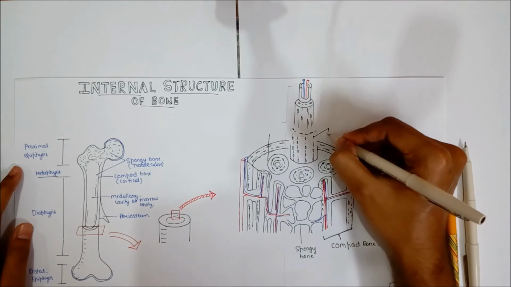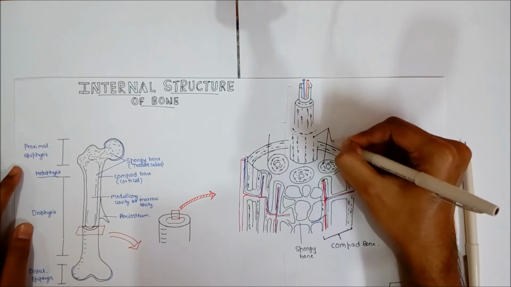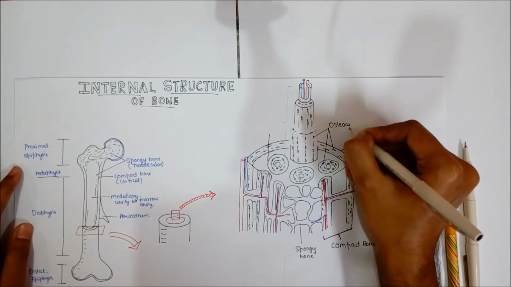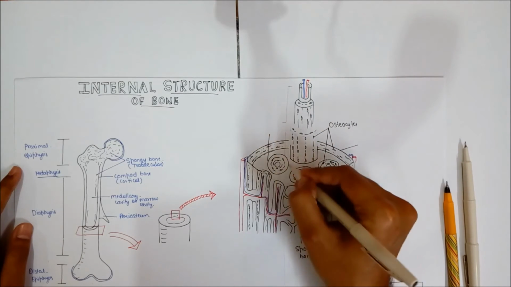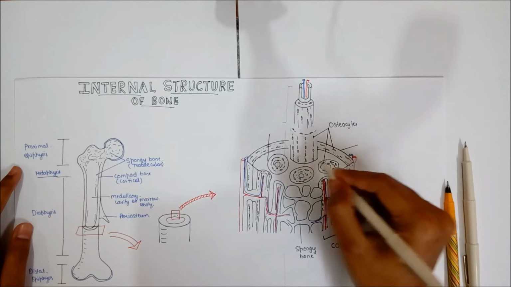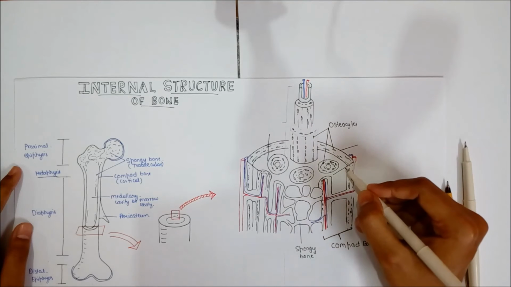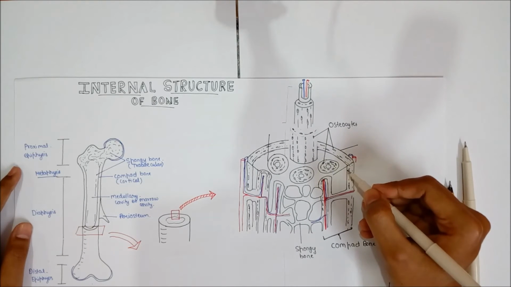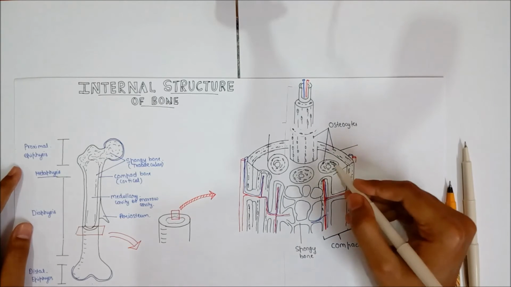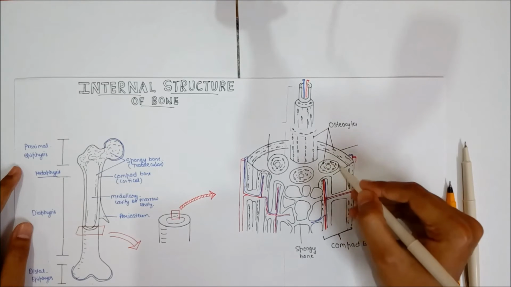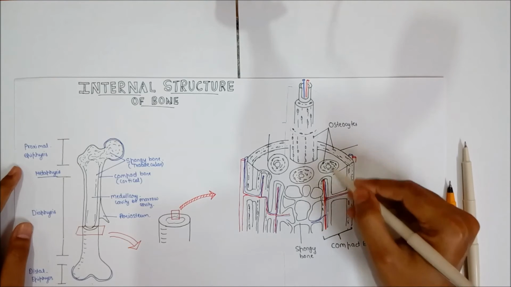These are the osteocytes. Basically this whole part is compact bone, and this is the spongy bone. Now in this compact bone, microscopically you can see these cylindrical units, which are the functional units which lie along the long axis of the bone.